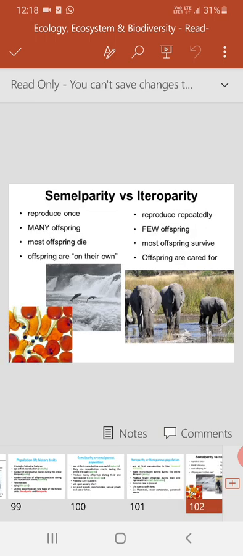So this is again a simple comparative analysis between the semelparity type of life history and the iteroparity type of life history. In semelparity, they reproduce once and produce many offspring, and most of the offspring die during the early stages of their life, and the offspring are on their own. That is, there is no parental care. While in the case of iteroparity, the individuals reproduce repeatedly, and during one reproductive event they produce few offspring. Most of the offspring survive because there is extensive parental care. Offspring are cared for by the parents.